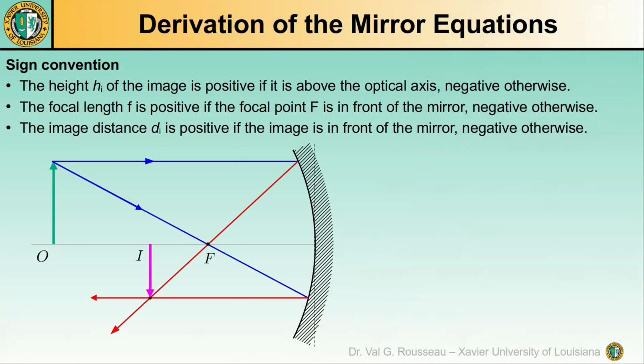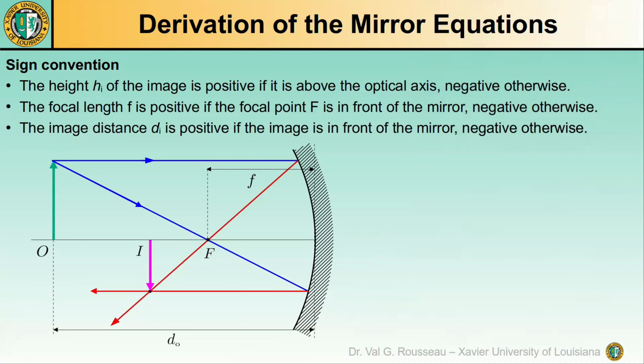Now we need to add some measurements. The focal length f is the distance between the focal point and the mirror. The object distance do is the distance between the object and the mirror. And finally, the image distance di is the distance between the image and the mirror. We can see that the incident ray through the focal point makes two identical angles alpha with the optical axis. Likewise, the reflected ray through the focal point makes two identical angles beta with the optical axis. Our figure is now complete and we are ready to derive the mirror equations.